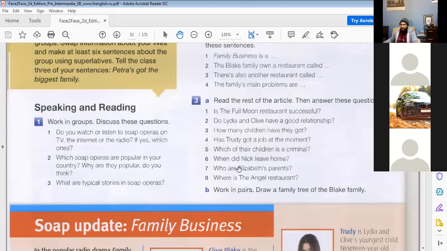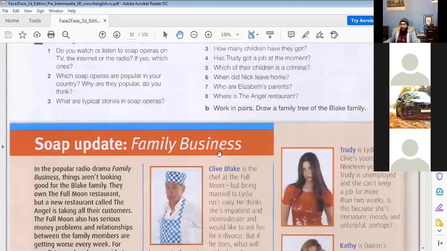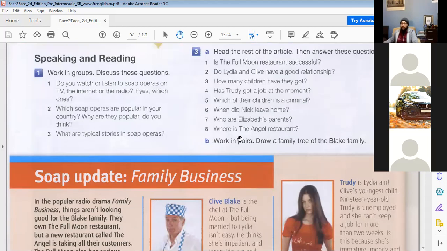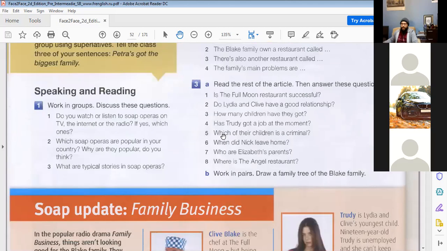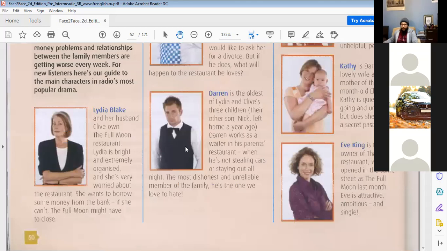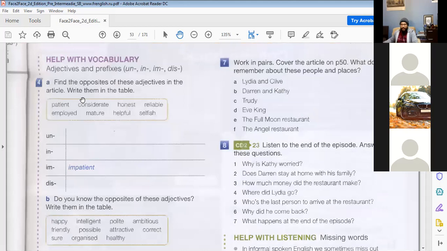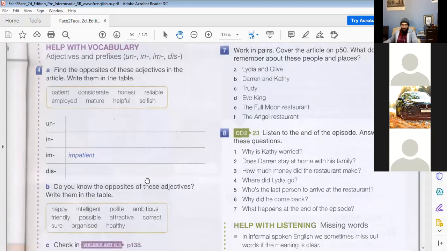Where is the Angel restaurant? On the same street as the Full Moon. So both restaurants are in the same street. Okay. So now we have some information about what's going on. Now let's talk a little bit about vocabulary. We'll come back to the story, but let's discuss vocabulary first.